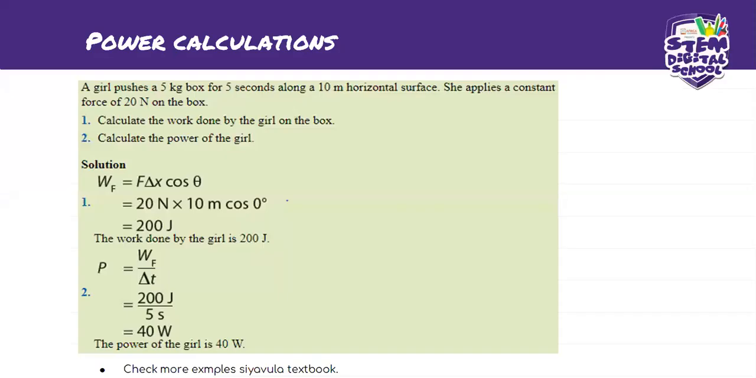Yeah, this is a way for us to calculate power. I think I was about to go to the examples that we can do on a textbook. It's always important that we refer to a textbook because textbooks usually have many problems dealing with these kinds of things. So I'm just waiting for it to share.